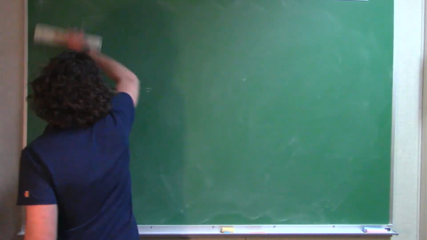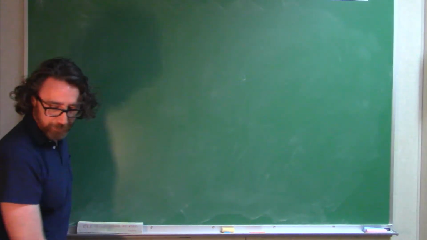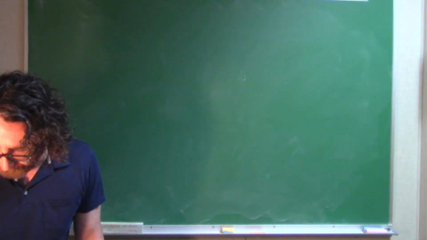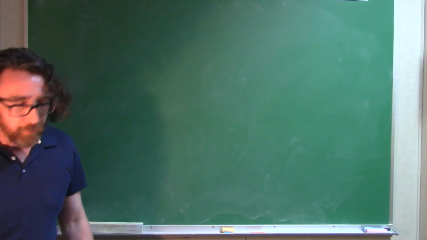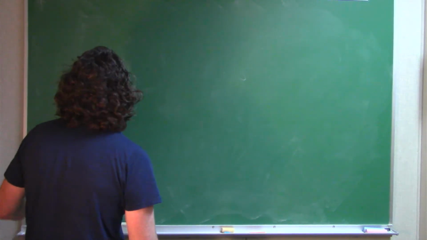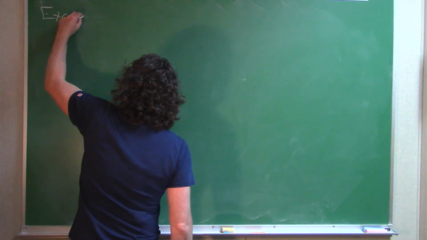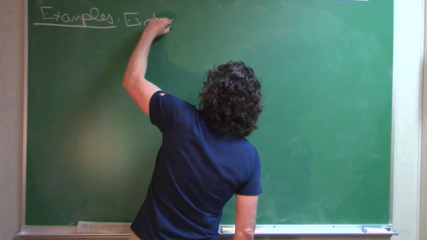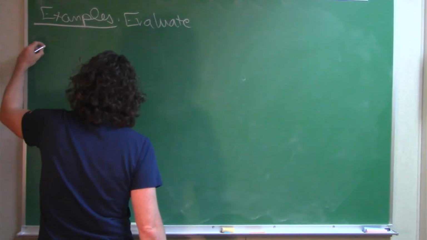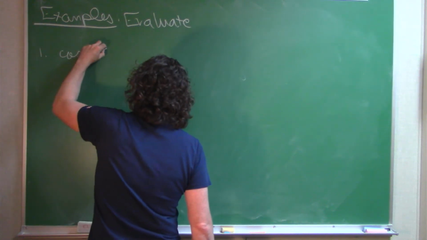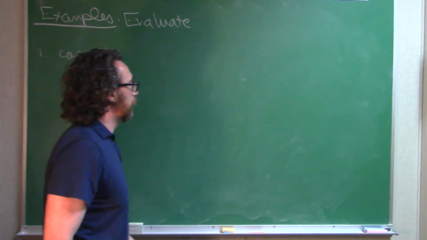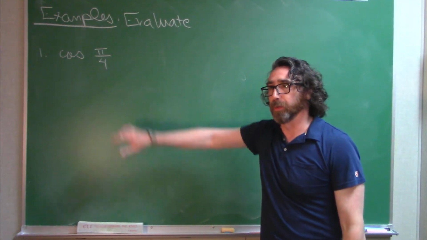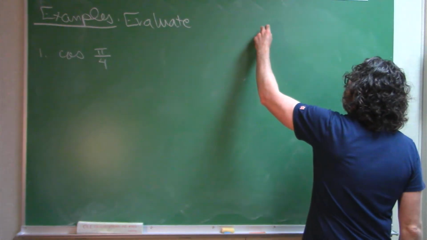Let's do a few computations of trig functions when we're dealing with radians. How about we try this one? How about we find, I don't know, cosine pi over 4. Now, as you start to work with these, you'll recognize certain important values, but remember your special angles.